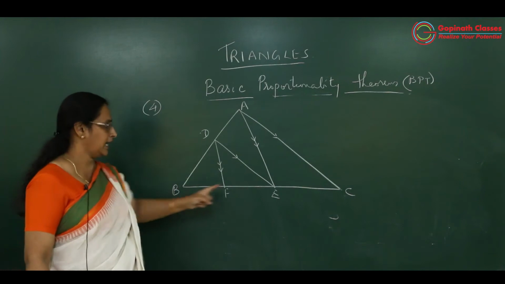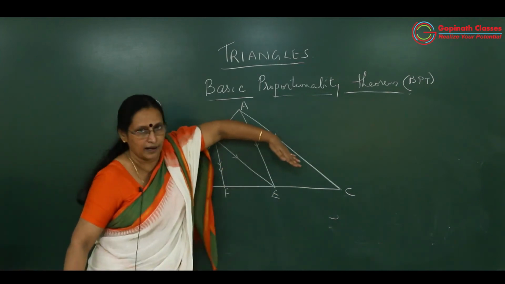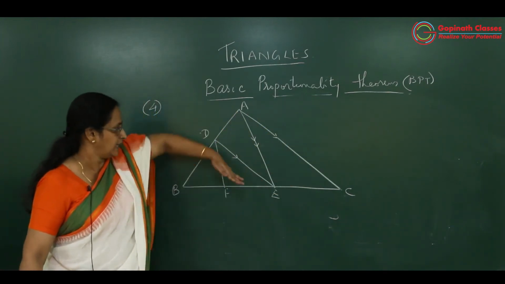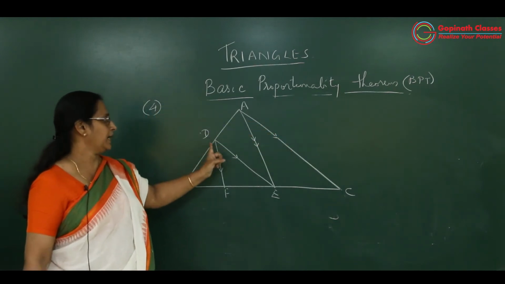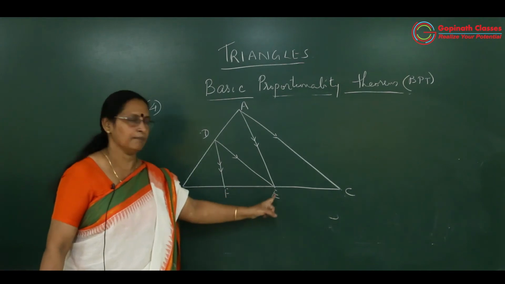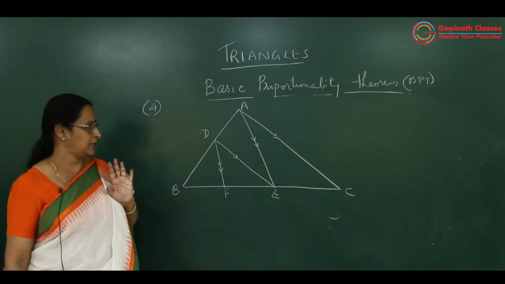Look at the big triangle ABC. उसमें ये दोनों parallel है. Forget about these two lines. अगर ये दोनों parallel है तो we can apply BPT. We can apply BD by DA is equal to BE by EC. Put it there first as statement number 1.